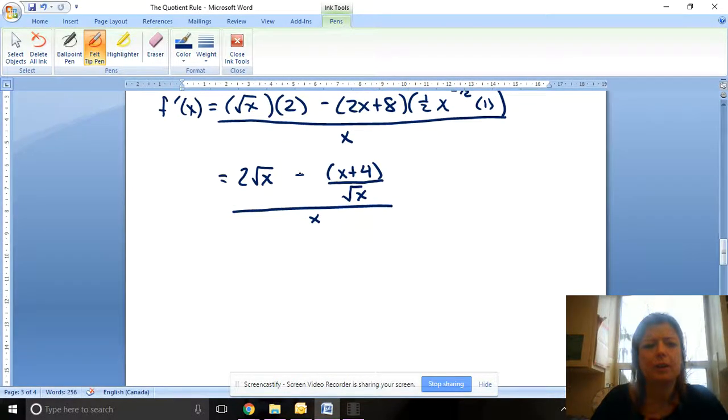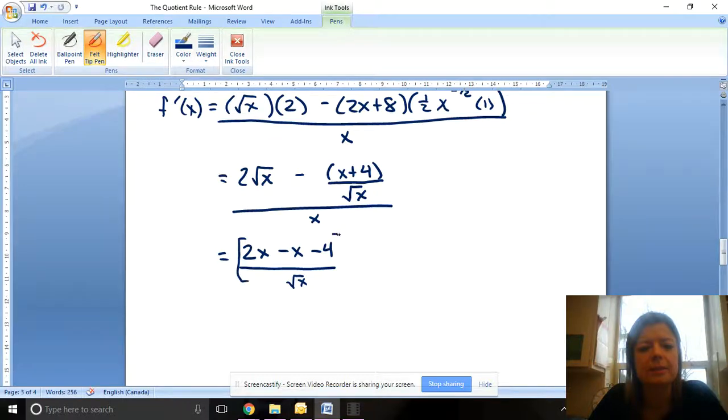So how do I simplify that to look nicer? Well, first of all, on the quote-unquote top, I should get a common denominator of root x. So when I do that, I multiply this by root x over root x. So 2 times root x is just x minus 4 all over root x. And then all of that's being divided by x. So instead of writing it as division, I'll write it as times 1 over x, just so I don't have fractions on fractions. It looks gross.